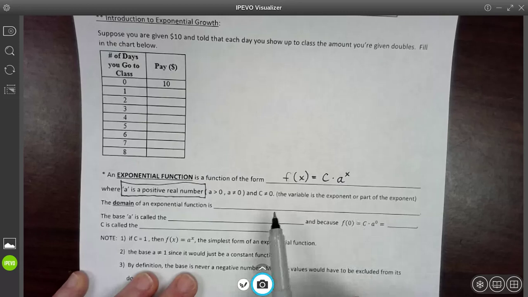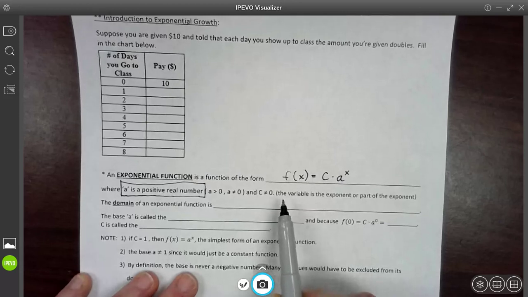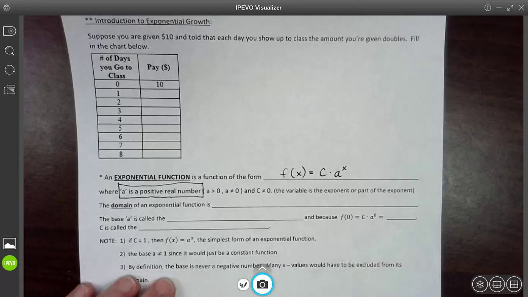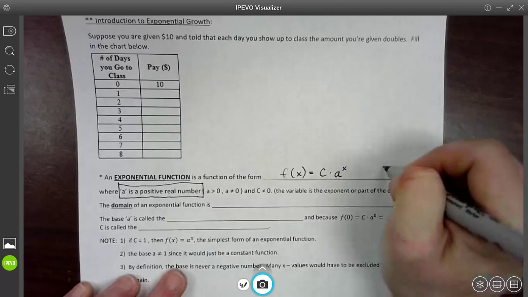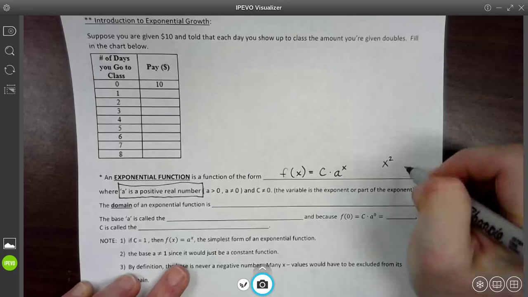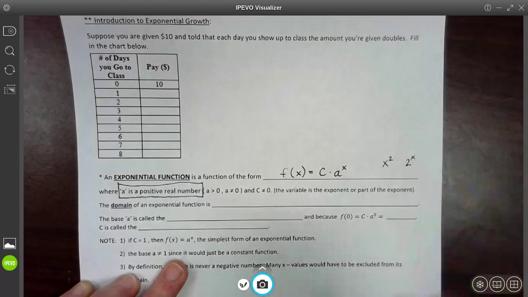So basically, in a nutshell, an exponential function is a function where the variable is the exponent or part of the exponent. Normally, when we've worked with expressions or equations so far, the variable has been the base, like x squared. Now we're going to start working with functions where the variable is part of the exponent, like 2 to the x.